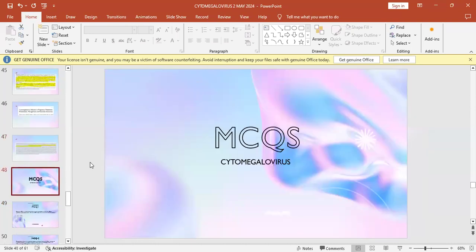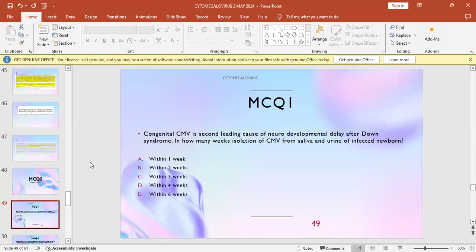Now, time for the MCQs. The first MCQ: Congenital cytomegalovirus is the second leading cause of neurodevelopmental delay after Down syndrome worldwide. In how many weeks can isolation of cytomegalovirus from saliva and urine of an infected newborn be done?